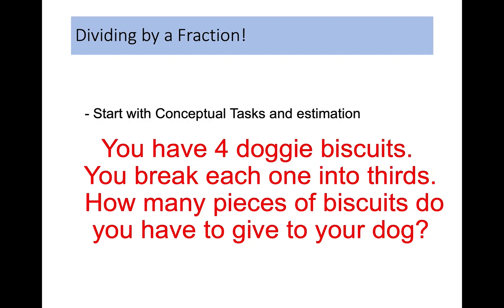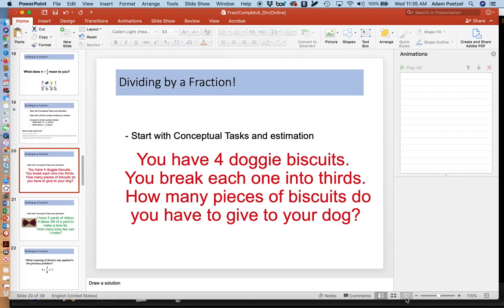So here's maybe a situation. You have 4 doggy biscuits and you break each of those into thirds. How many pieces of biscuit do you have to give your dog? Let's think about it. If we break it up, do you think we'll have more than 4 pieces, less than 4 pieces? More than 8 pieces, less than 8 pieces? More than 12 pieces, less? Those kinds of questions can get us started thinking about the problem. And can you go ahead and draw that up? What would that look like for you?